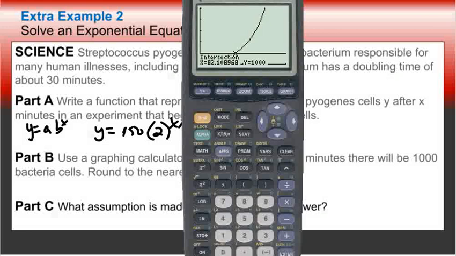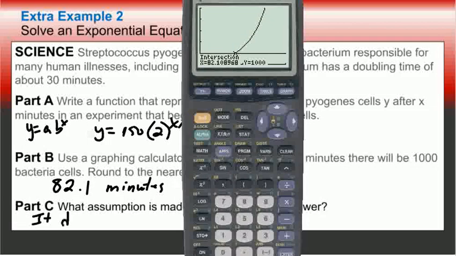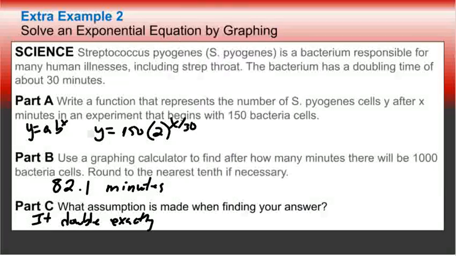So that would be about 82.1. So to the nearest tenth, 82.1 minutes. What assumption do we have to make? That it continues to double exactly every 30 minutes. Otherwise, it wouldn't be exactly there. So the assumption: it doubles exactly every 30 minutes.